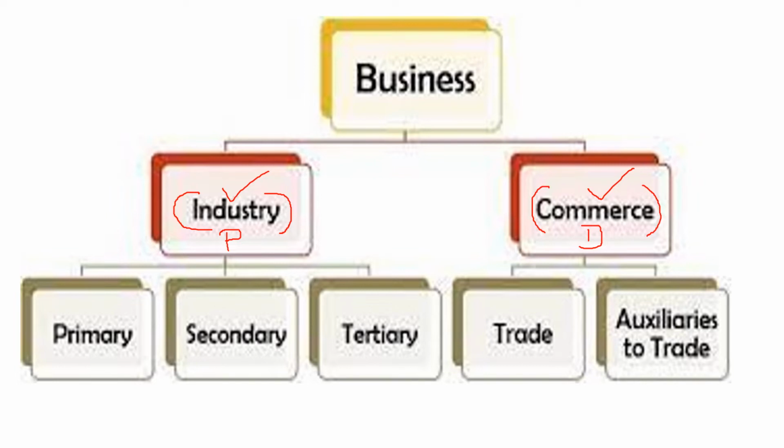Here, industry can be of three types. The first is primary, the second is secondary, and the third is tertiary. Whereas commerce is divided into two types. The first is trade and the second is auxiliaries to trade. Trade means the buying and selling of goods and services, and auxiliaries to trade are the removal of barriers that involve transport, advertising, insurance, etc. So in today's video, let's discuss the difference between industry, commerce and trade.